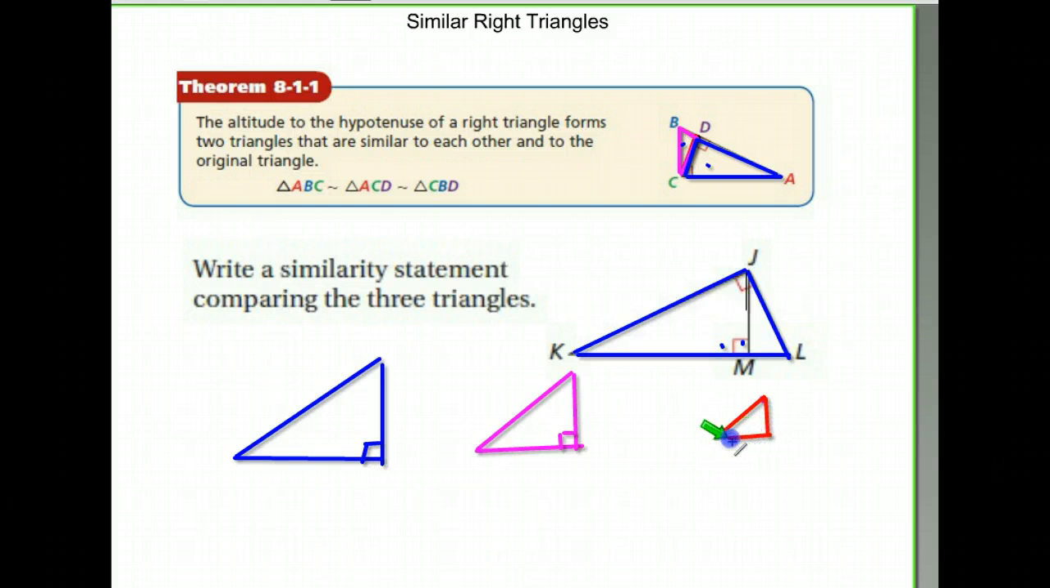Okay, so this is part of what they want you to be able to do, is to pull those apart and name the corresponding triangles. All right, so let's start with the big one. So that's our entire triangle outlined in blue. What would be the name of this angle? Where's the right angle on our triangle over here? What letter is that?